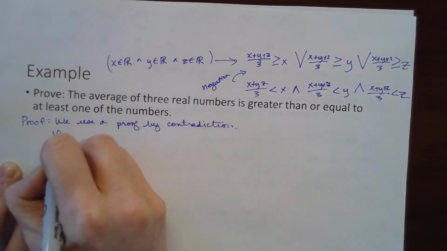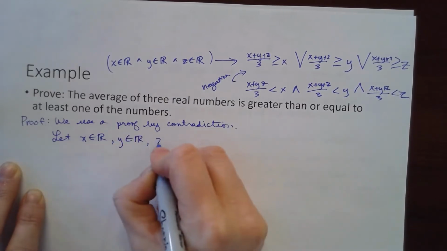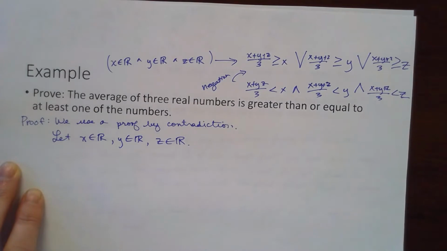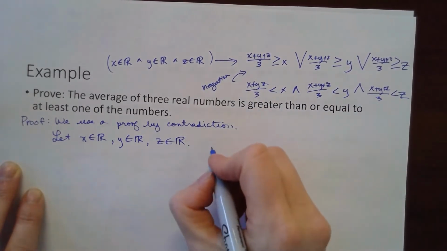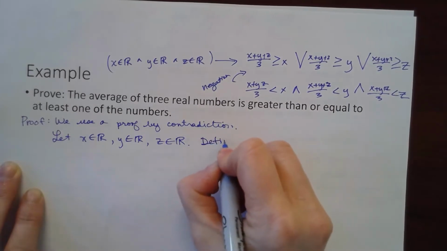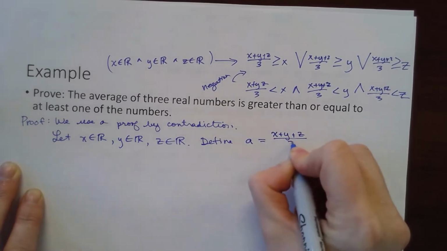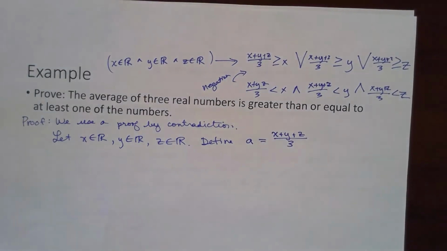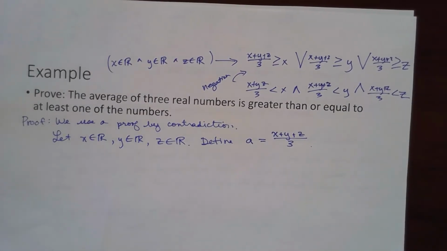All right, so let X be a real number, Y be a real number, and Z be a real number. Also, so that I don't have to write this out 100 times, I'm going to define A equals (X plus Y plus Z) over 3. That way I don't have to keep writing that over and over again.